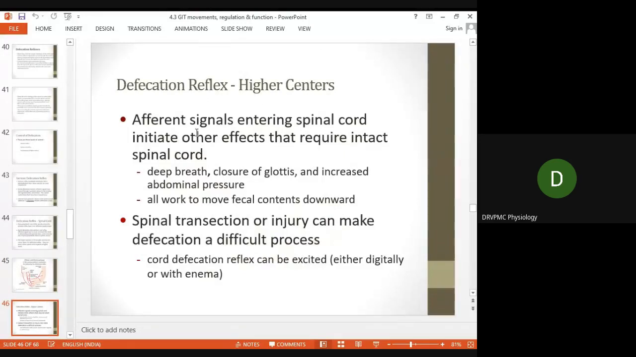Defecation reflex and higher centers. Afferent signals entering the spinal cord initiate other effects that require an intact spinal cord. Deep breath, closure of the glottis, and increased abdominal pressure all work to move the fecal contents downwards. Spinal transection or injury can make defecation a difficult process. If there is any trauma to the spinal cord, or it is cut through transversely, or there is damage to the spinal cord, then defecation may become difficult. The cord defecation reflex can be excited either digitally or with an enema.